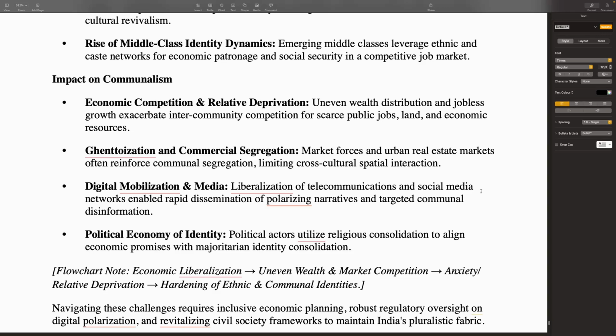Digital mobilization and media. Liberalization of telecommunication and social media networks enabled rapid dissemination of polarizing narratives and targeted communal disinformation. Political economy of identity. Political actors utilize religious consolidation to align economic promises with majoritarian identity consolidation.